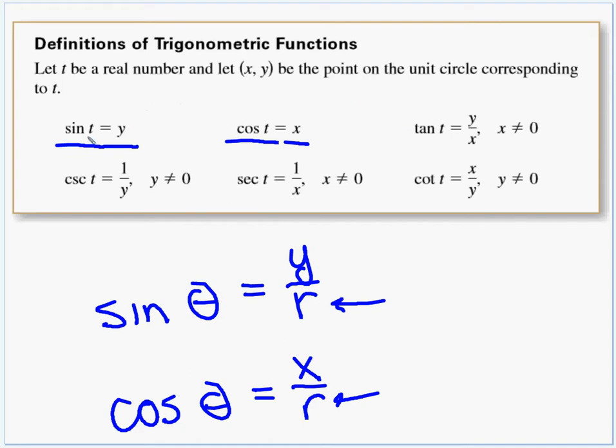And since sine divided by cosine is tangent, we divide y divided by x. There's our tangent value. And of course, we know if we flip over sine, we get cosecant. So that would be 1 over y. Cosine flips to secant. That would be 1 over x. And cotangent flips over to x over y.